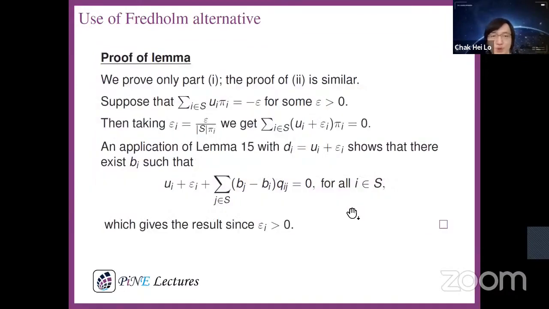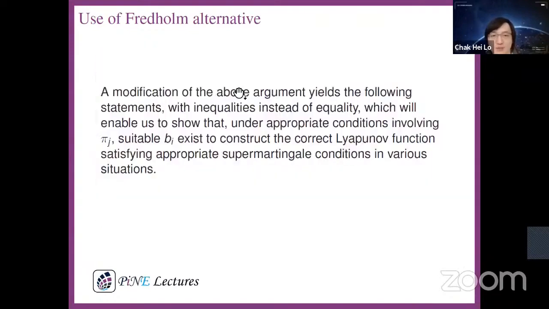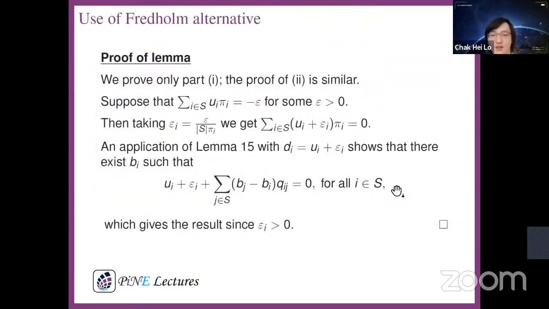So we will just try to prove one part because the other part is very similar, just reverse all the signs. Suppose that the sum of this u_i pi_i is minus epsilon for some epsilon. Then we can just take epsilon_i as this quantity, dividing by the corresponding pi_i. So we immediately get this thing, because we can just replace this. We can just sum up all the sigma i, and that would give back the sigma. So we get this. Then we want to apply lemma 15, which is just this lemma with the equality here. After we apply it with d_i equals to u_i plus epsilon_i, we can immediately get this. So it's a very simple argument to play with this d_i, u_i, and epsilon_i to make this work.